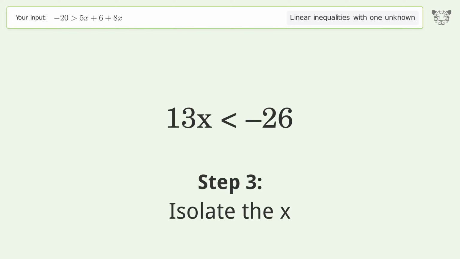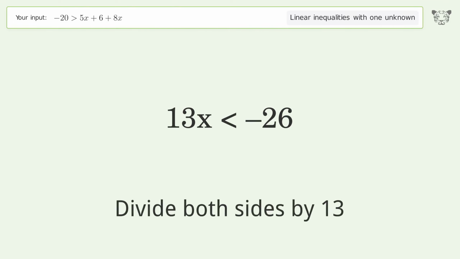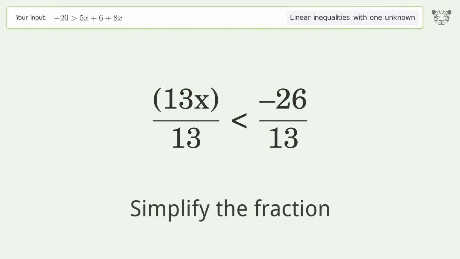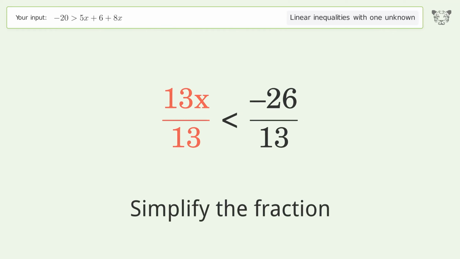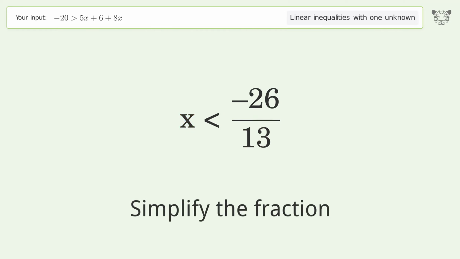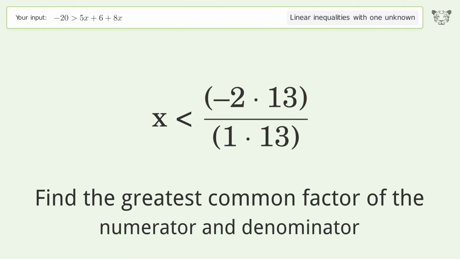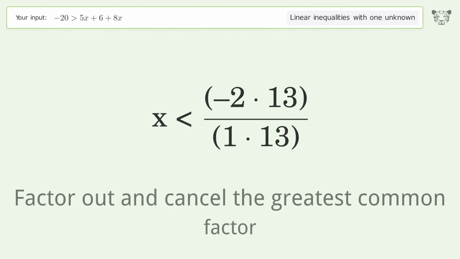Isolate the x. Divide both sides by 13. Simplify the fraction. Find the greatest common factor of the numerator and denominator. Factor out and cancel the greatest common factor.